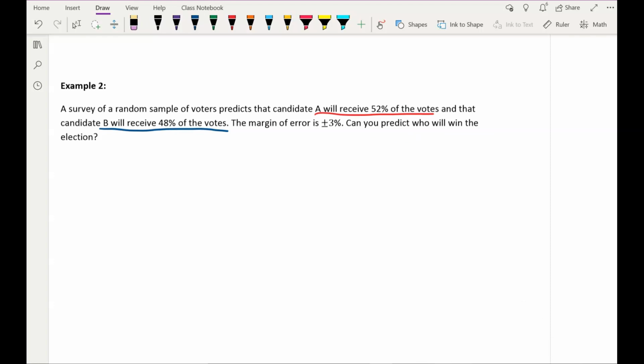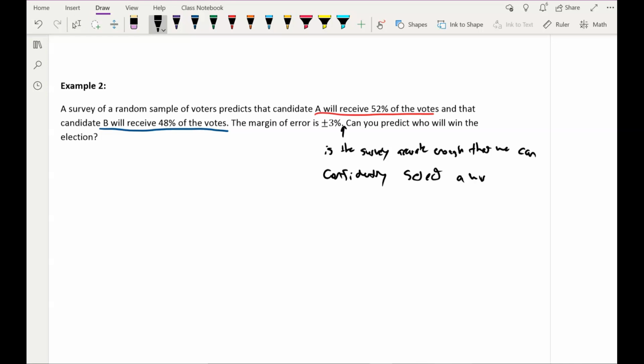Surveys, you can sort of predict, but what this is asking is, is the survey accurate enough that we can confidently select a winner? That's basically what we're saying here. There's no way you can guarantee and predict, but we're making a prediction. Can we make a good prediction?